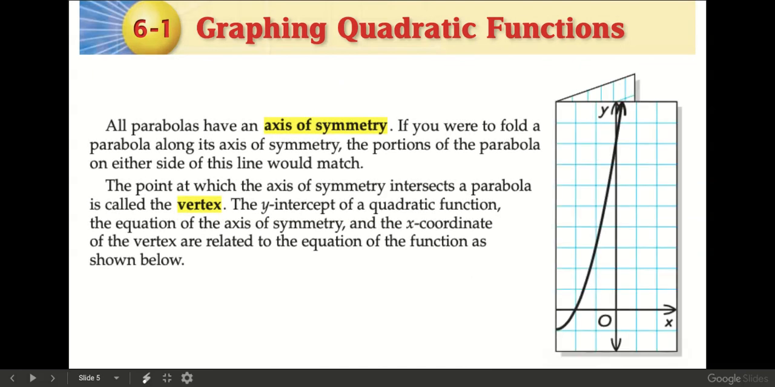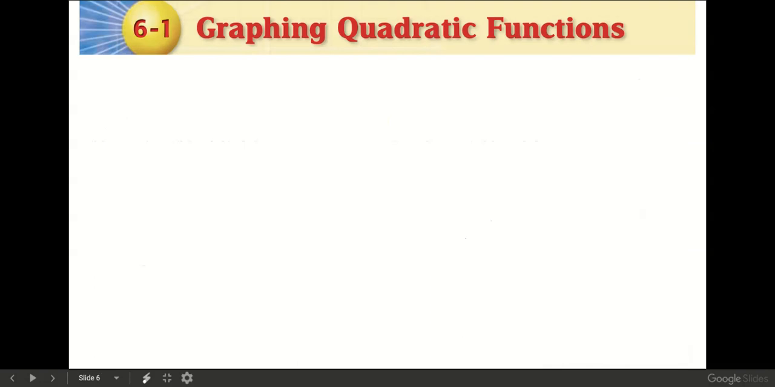So all parabolas have an axis of symmetry. If you were to fold a parabola along its axis of symmetry, the portions of the parabola on either side of the line would match. The point at which the axis of symmetry intersects a parabola is called the vertex. The y-intercept of a quadratic function, the equation of the axis of symmetry, and the x-coordinate of the vertex are related to the equation of the function as shown below.